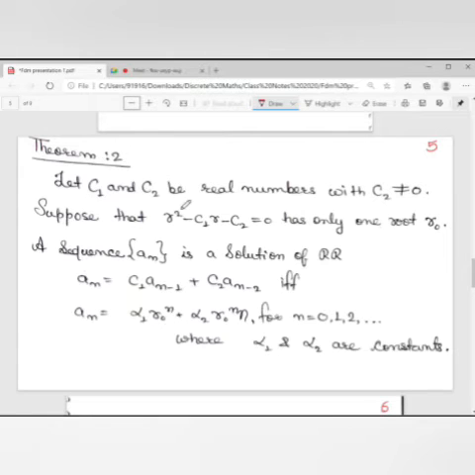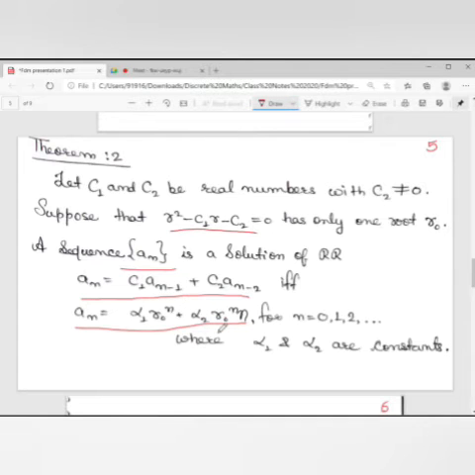Let C1 and C2 be real numbers with C2 not equal to 0. Suppose that r squared minus C1 r minus C2 is equal to 0 has only one root r0. A sequence a_n is a solution of this recurrence relation a_n is equal to C1 a_(n-1) plus C2 a_(n-2) if and only if a_n is equal to alpha 1 r0^n plus alpha 2 n r0^n, for n is equal to 0, 1, 2, where alpha 1 and alpha 2 are constants.